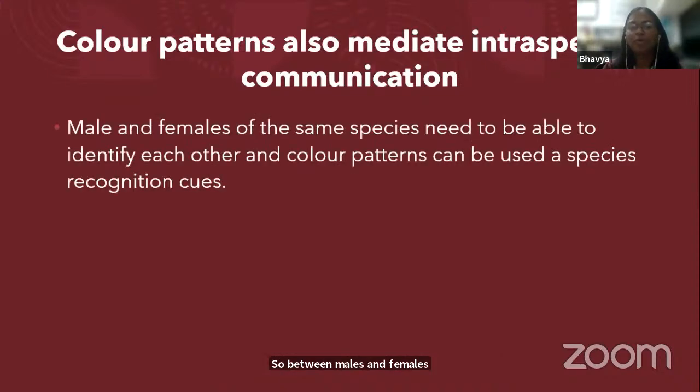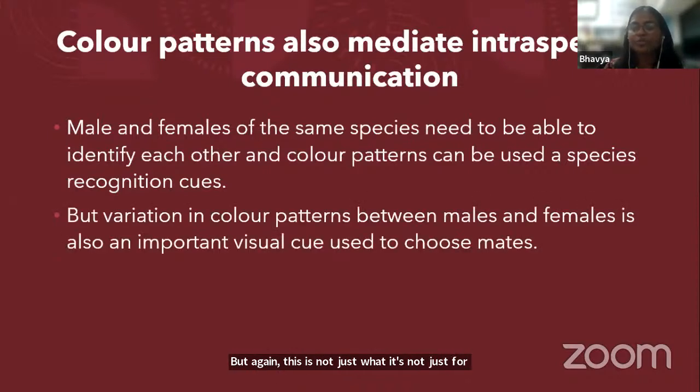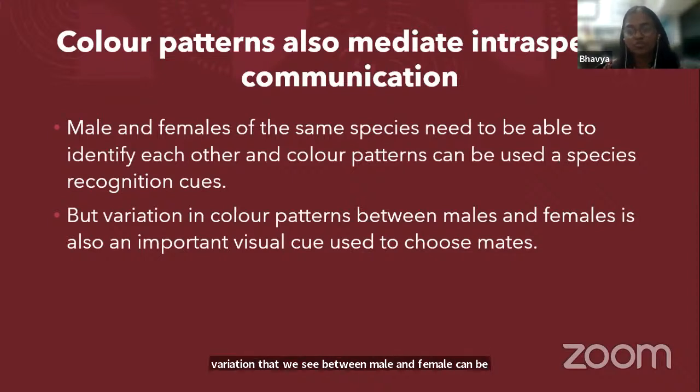And this is very important because males and females need to be able to identify each other as the same species. Color patterns can often be used as a recognition cue, along with, of course, olfaction or smell and other morphological cues like size and the presence of horns or other features. But again, it's not just for species recognition. Another function that has been attributed to color patterns in butterflies and other organisms is that the variation we see between male and female can be used as an important visual cue to help individuals choose mates.